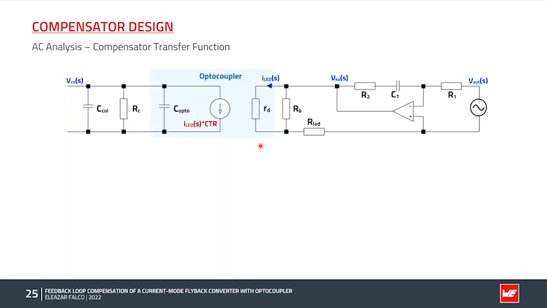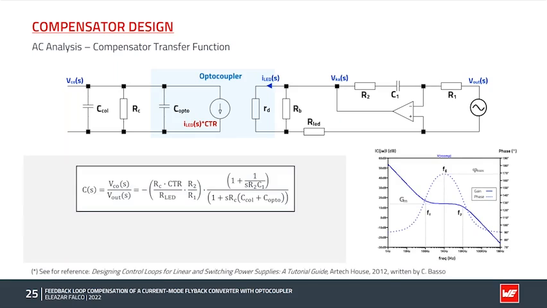The equivalent AC circuit of the optocoupler is highlighted here in blue. It is modeled as an isolated current gain stage, a current source dependent on the LED current and the device CTR. We also see a parasitic capacitance C-opto at the output of the optocoupler. Analyzing the circuit, we come to the expression shown here for the transfer function of the compensator between VCO and Vout.